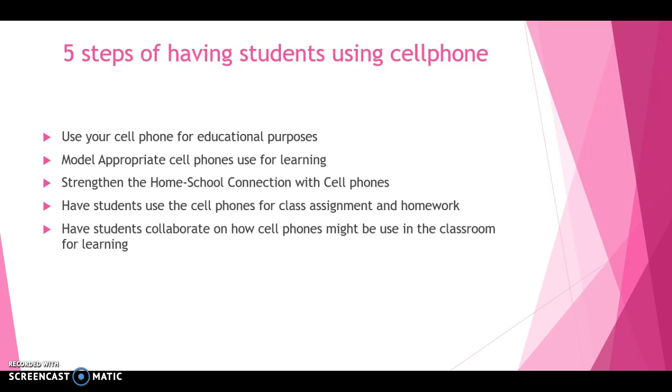So the 5 steps that I'm going to talk about for having students use cell phones are: use your cell phone for educational purpose, model appropriate cell phone use for learning, strengthen the home-school connection with cell phones, have students use the cell phone for class assignments and homework, and have students collaborate on how cell phones might be used in the classroom for learning.